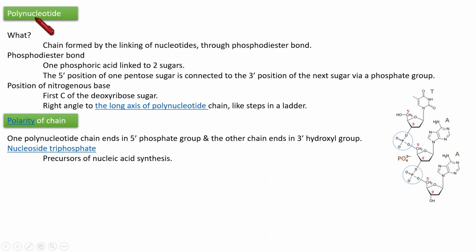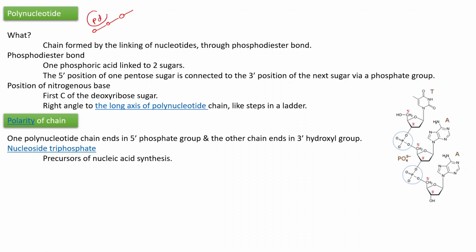Poly means so many nucleotides. How they are connected? They are connected in the form of a chain. So many nucleotides connected in the form of a chain with the help of phosphodiester bond that will form a polynucleotide. So it is a chain formed by linking nucleotides through phosphodiester bond.